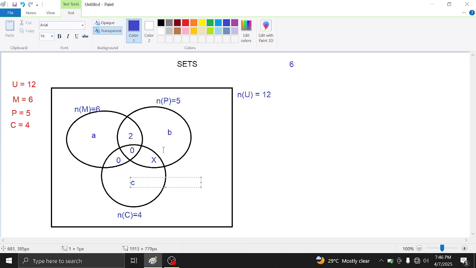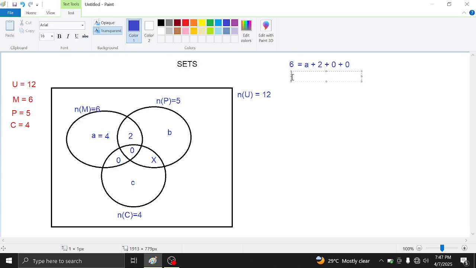So for the first one, mathematics being 6 is going to be 6 is equal to A plus 2 plus 0 plus 0. It's just 0 plus 0 is 0. So 6 is equal to A plus 2. So A is 4, right? So we can say A is equal to 4. And let's find out B.